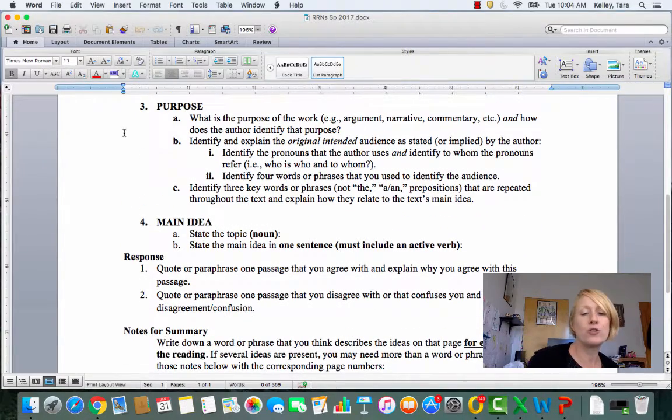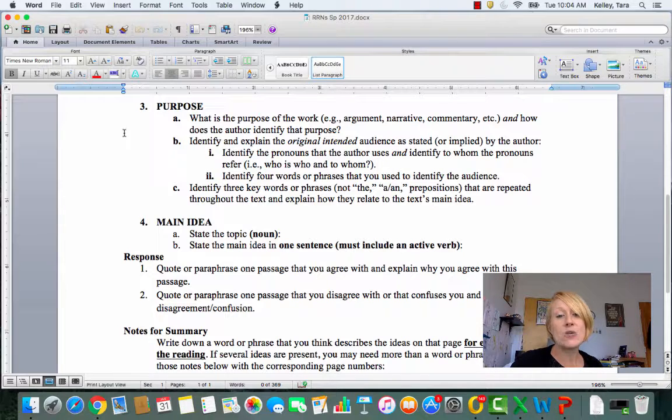Moving on, we move to purpose. Here you want to think about not just the purpose. Previously we looked at the purpose of each piece of evidence, but what is the purpose of this work? What is the author trying to do, and how do you know what that purpose is? How does the author identify that purpose? How do you know what the author intends to do here?